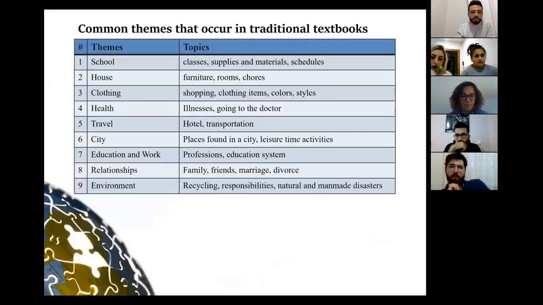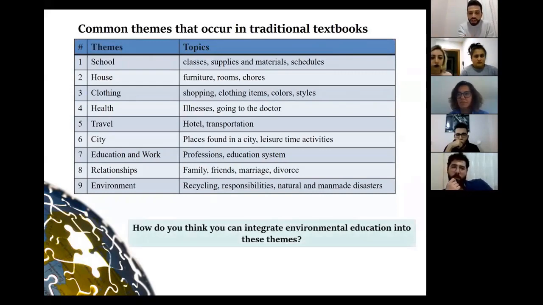So some of the common themes that are covered in textbooks are school, house, clothing, health, travel, city, education and work, relationships and environment. When you look at the contents page of the books, you will see these kinds of common topics in the course books. But the question is, how do you think you can integrate environmental education into these themes?